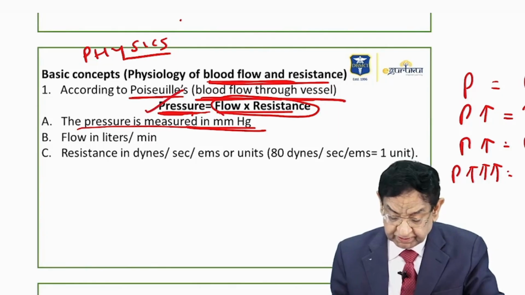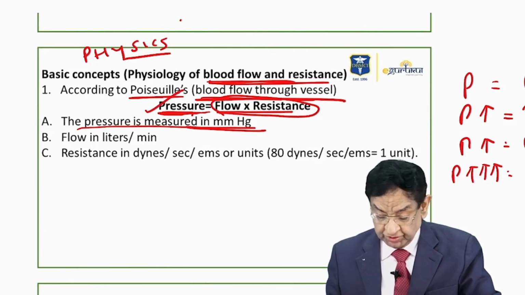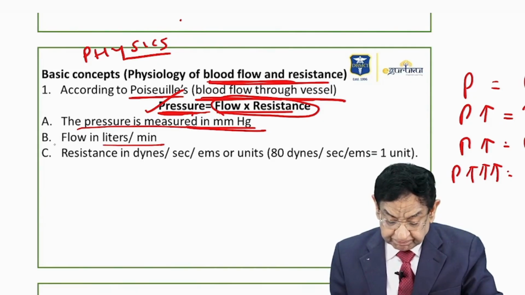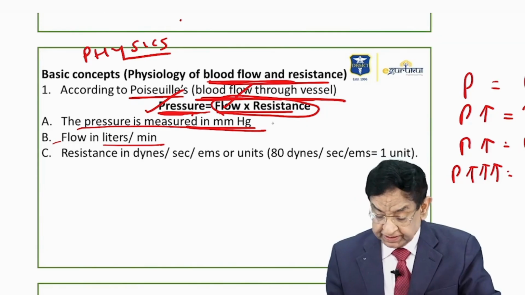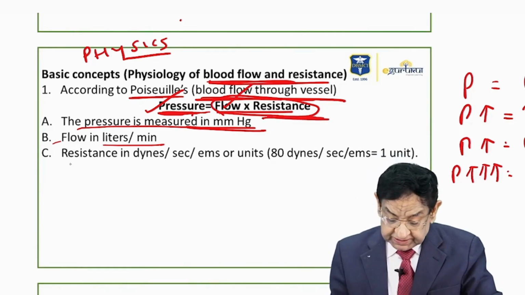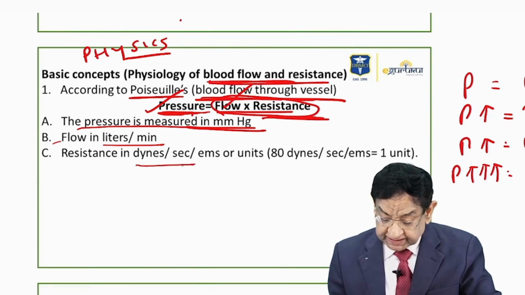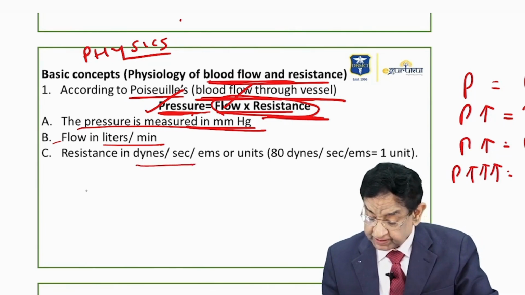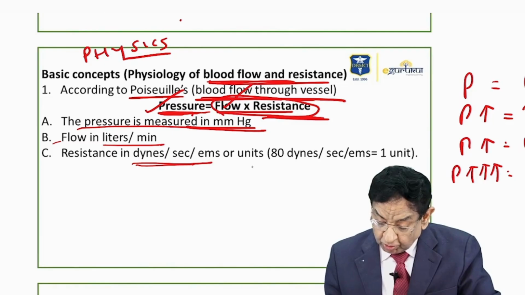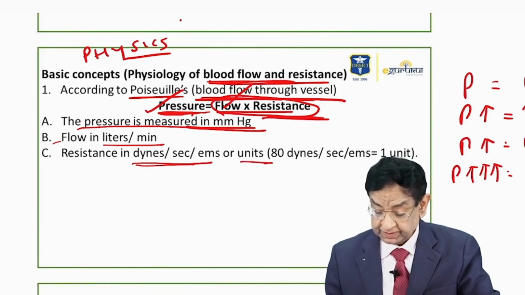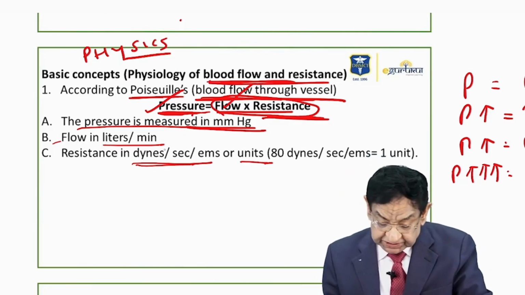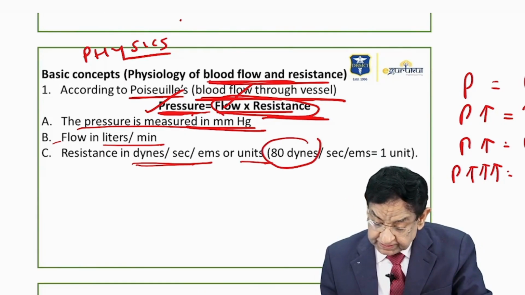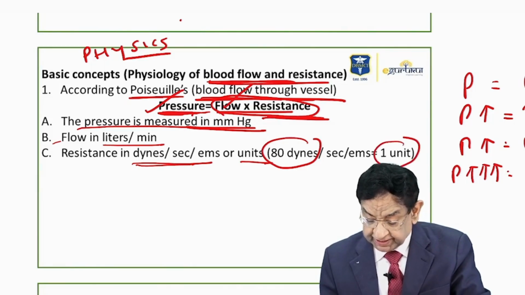Now pressure is measured in millimeter of mercury. Flow is in liters per minute. Resistance is measured in dynes per second, or units. That means 80 dynes make 1 unit.